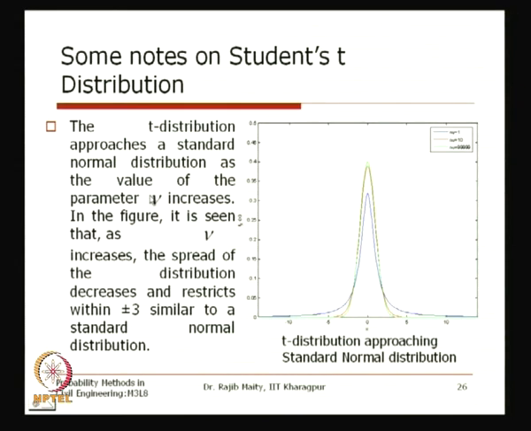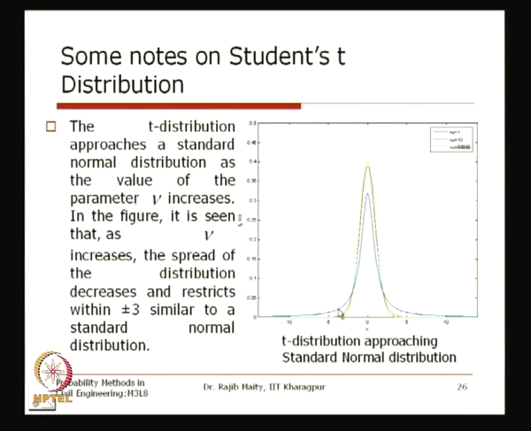So here we see that the t distribution approaches a standard normal distribution as the value of the parameter nu increases. In the figure it is seen that as nu increases, the spread of the distribution decreases and is restricted within plus minus 3, similar to a standard normal distribution. This is what we were just discussing while giving this example of the effect of different values of nu.